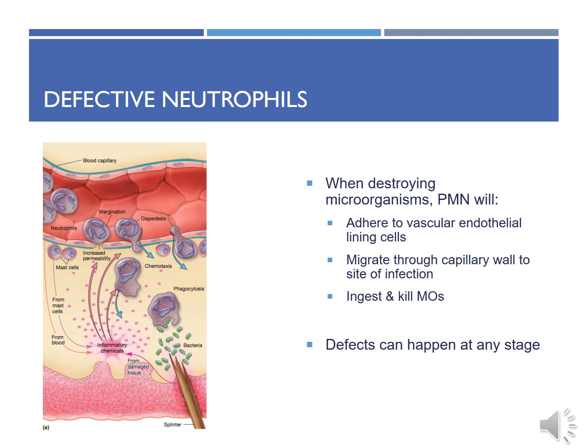Now, we could have defects at any one of these stages. We could have where our neutrophils don't adhere to our blood vessel walls. We could have where they cannot go through diapedesis, they can't squeeze through the blood capillaries into the tissue. We could have a defect where maybe they can engulf the bacteria, but they can't digest it. So there are different defects that can affect the job of the neutrophil.